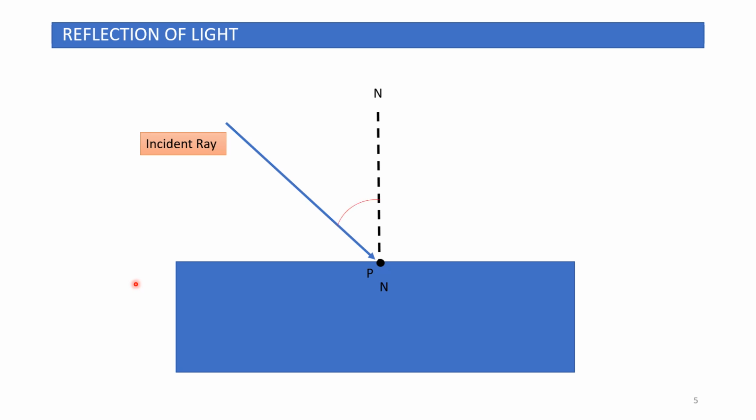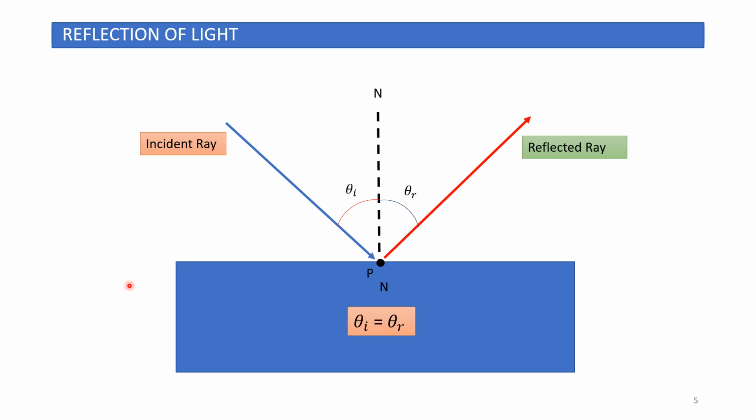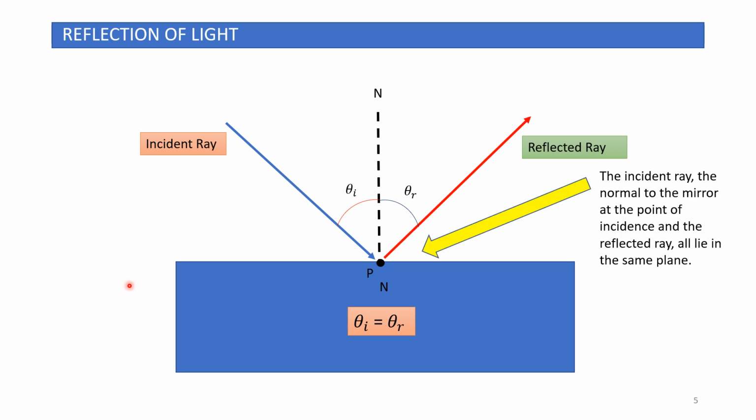Next we are going to draw the angle between the incident ray and the normal, which is denoted by theta I. And then we are going to draw the reflected ray. So the incident ray after hitting the point P will be reflected in a direction, and it is called the reflected ray, and this reflected ray is going to make an angle of theta r, which is called the angle of reflection. So theta I equals theta r according to the law of reflection.